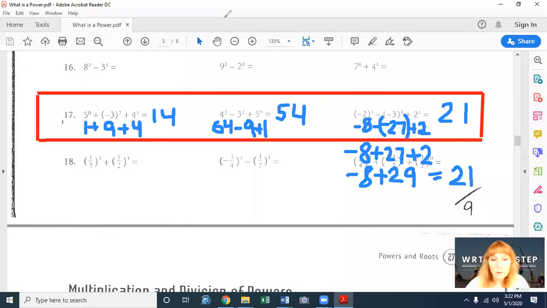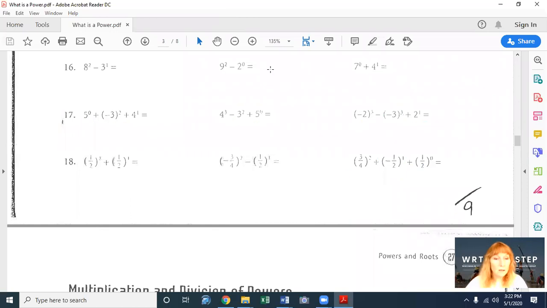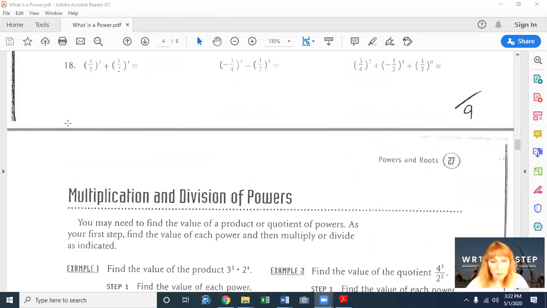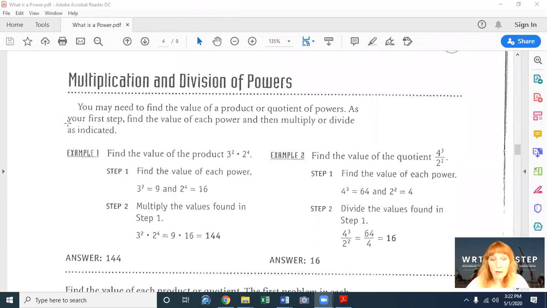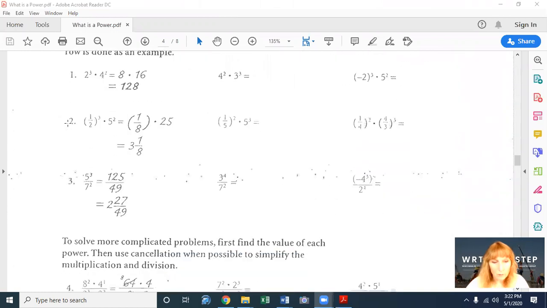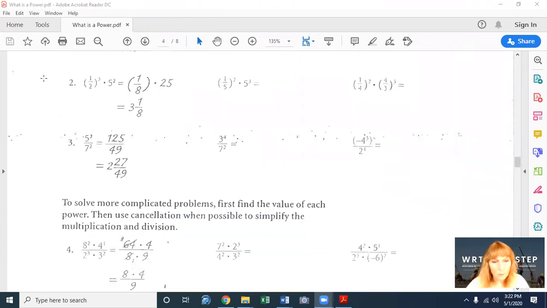Okay, I'm going to clear my drawings. And I would like to go on to the next page, 27, row number 3. So let's do multiplying and dividing with powers. I want to do row 3. A couple of them have been done for you already. So this is the row that I want to do.